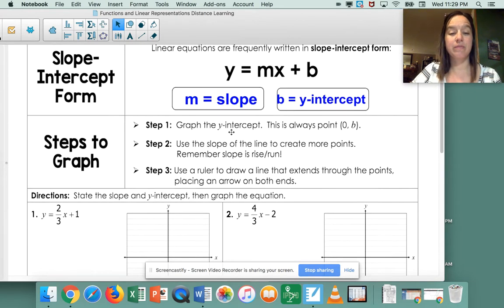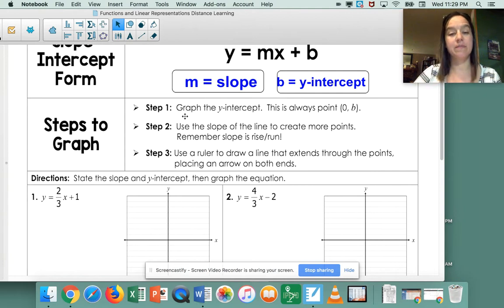So here's what we're going to be doing. We're going to be taking these 3 steps. Step 1 is graphing the y-intercept. Step 2 is using the slope to create more points: rise, run, rise, run. And then step 3, you should be using a ruler or a tool on the computer since we're all digital right now, to make a straight line. So we're going to go ahead and start.